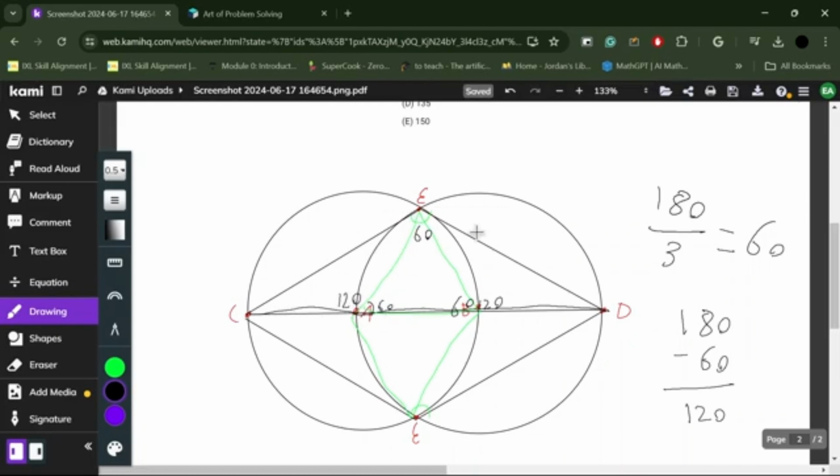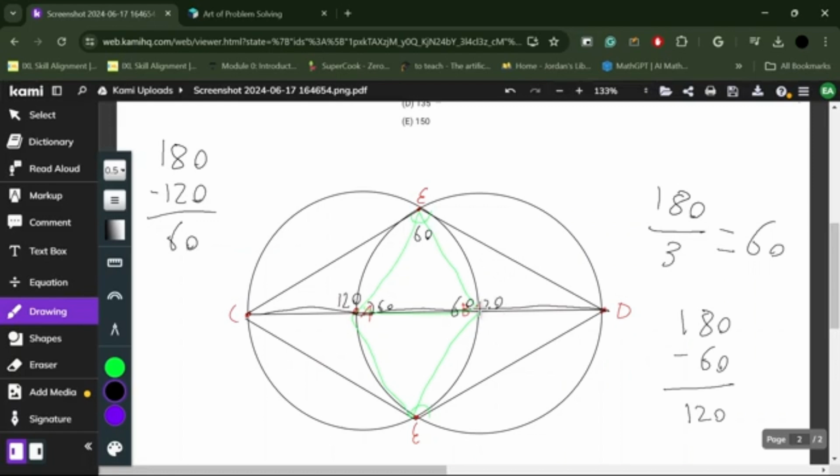This and this are both equal. So again, we know all angles in a triangle add up to 180. So what we can do is 180 minus 120 to get 60. This tells us what the sum of this angle and this angle is. So we know these two add up to 60, but we don't know what they are yet. But there's a way that we can now.